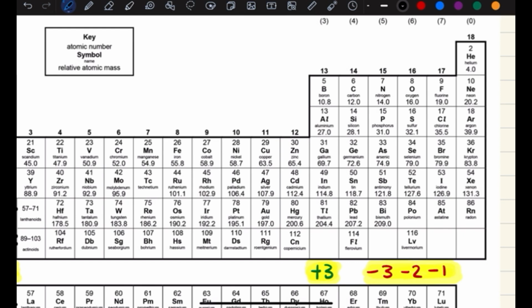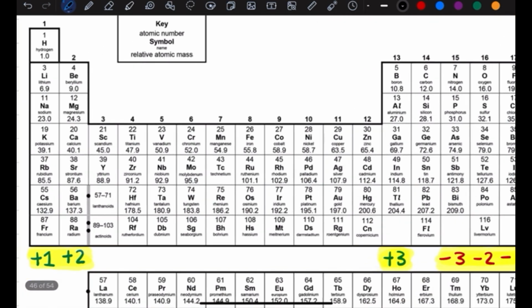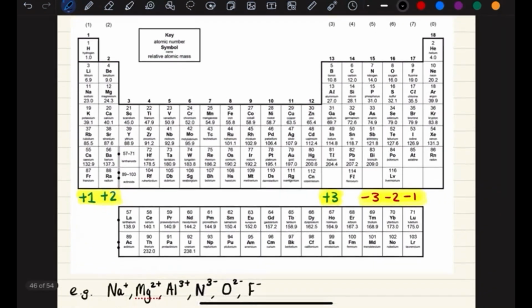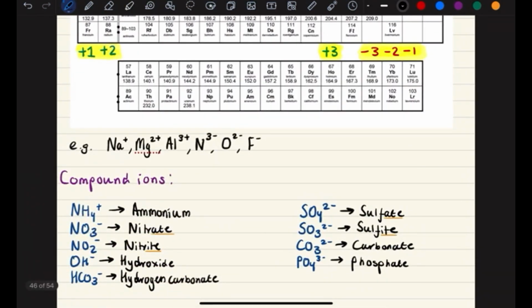So when you talk about the ionic form of any of these elements, we're going to use that charge. For example, nitrogen makes N3 minus, oxygen O2 minus, fluorine F minus, magnesium Mg2 plus, aluminium Al3 plus, sodium Na plus. I hope that made sense. So those are some examples of them.